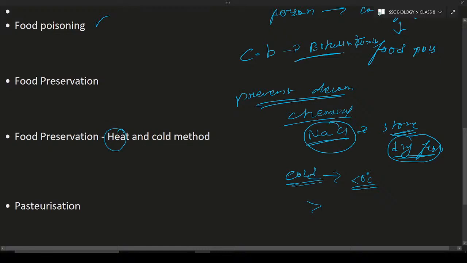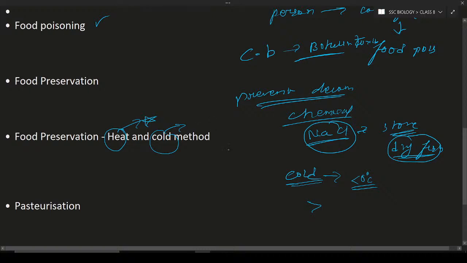Okay. So based on food preservation methods, there are two types. One is heat preservation, and another is cold preservation. Heat preservation is nothing but boiling or heating the food substances to kill the microorganisms. That is known as the heat method. By using the heating method, you can kill the microorganisms. Next one is the cold method.